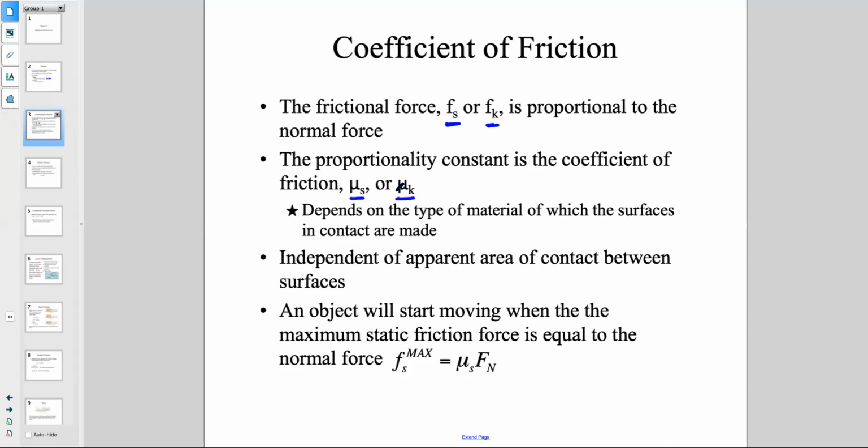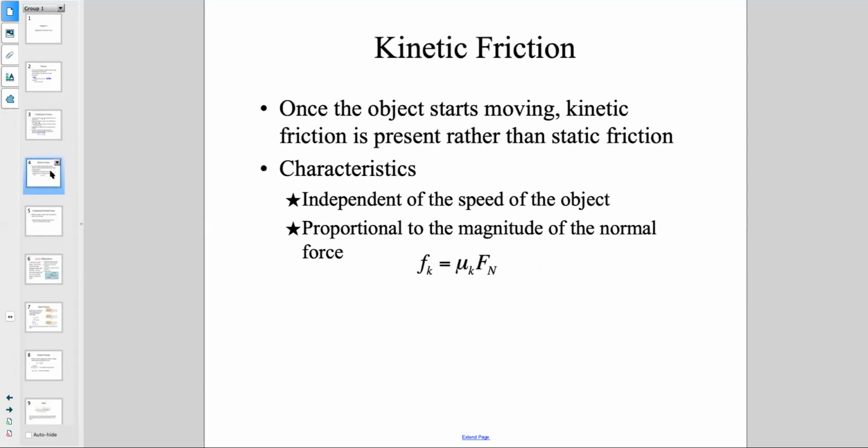An object will start moving when the applied force exceeds the maximum static friction force, and we'll go over this in depth in a little bit. So let's talk about kinetic friction. Once the object starts moving, kinetic friction is present rather than static friction. So static friction is gone because the object is not static anymore. It is moving, and we have kinetic friction.